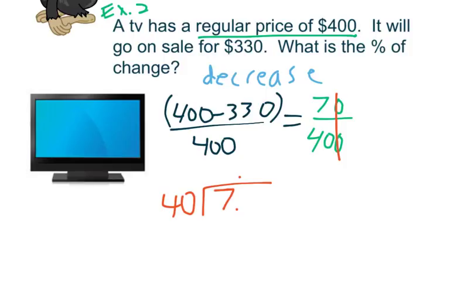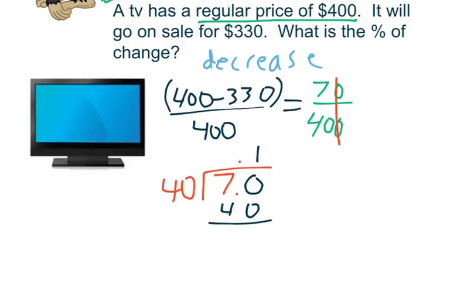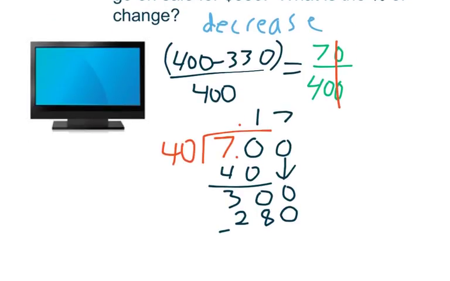And 40 won't go into 7, and it won't go into 7. It will go into 70 one time. So 1 times 40 is 40. I subtract here, and I get 30. I bring down another 0, and the way I think of this, 4 will go into 30 is what I'm looking for. So 4 times 7 gives me 28. So I'm going to try 7 there. And 7 times 40 is the 28 plus the 0, 280. Subtract again, and I get 20.